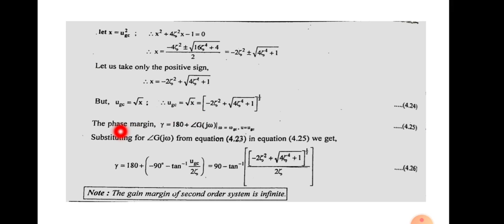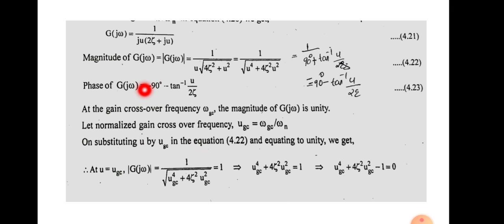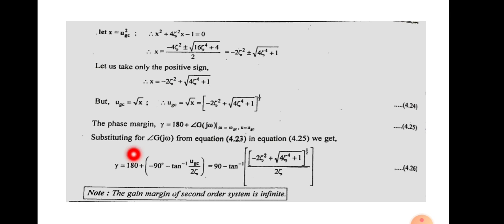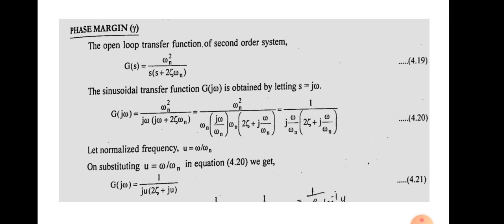So next we want to find out the phase margin. Phase margin has the equation gamma equal to 180 degree plus the angle of g of j omega at omega equal to omega gc, that is, u equal to UGC. We have found this value as minus 90 degree minus tan inverse u by 2 epsilon. So we can substitute that equation. So we will get gamma equal to 180 degree plus minus 90 degree minus tan inverse UGC by 2 epsilon. So we will get the value of gamma as 90 degree minus tan inverse, and here instead of UGC we can substitute this value. So we will get the equation like this. So this is the equation for the phase margin.